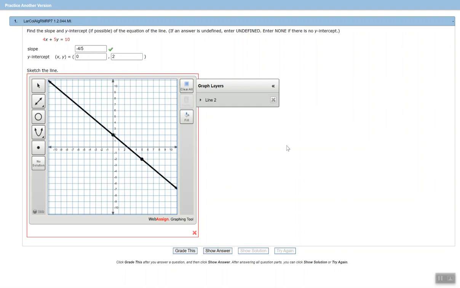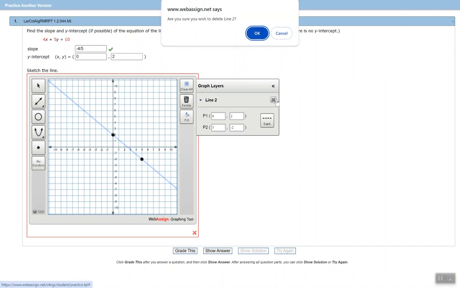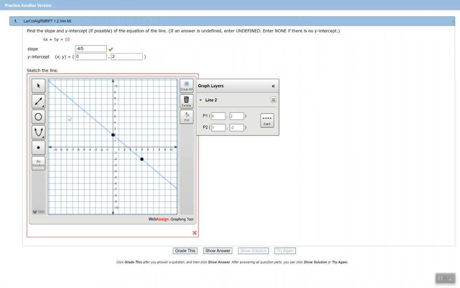If you prefer plugging in points for x and getting out values for y, you can use this feature by plugging in the point and then plugging in the x and then finding the corresponding y and graphing it that way. But the way we did it in class was we counted off the slope and then plotted the line.